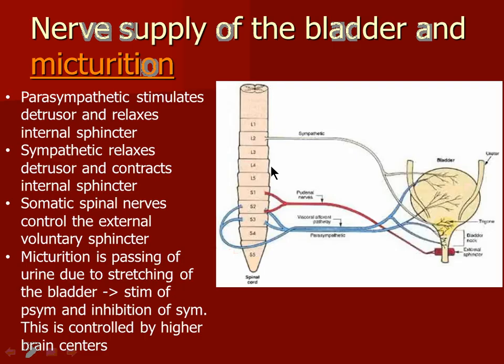In children, you must have noticed children have bed wetting problems, or what is known as enuresis. You know, they're not able to hold the urine. That's because this higher center, the micturition centers from the pons and the cerebral cortex, haven't yet established those pathways to control that. That's why the moment their bladder fills, they can't hold it and they pass urine.